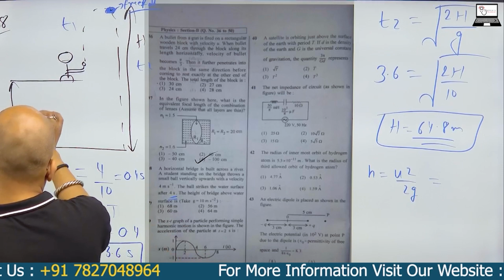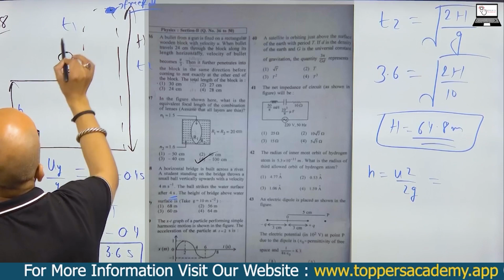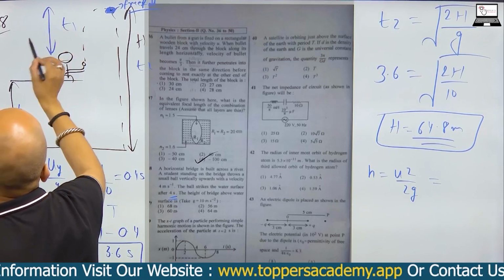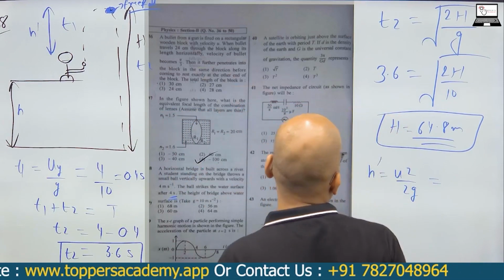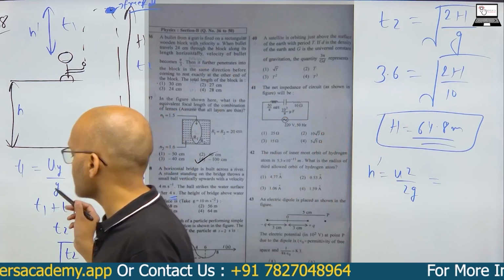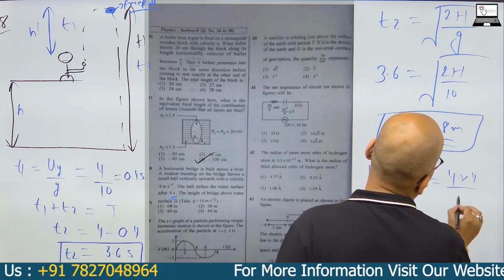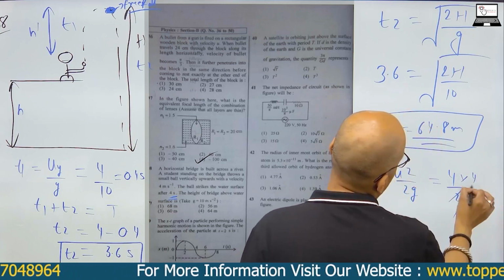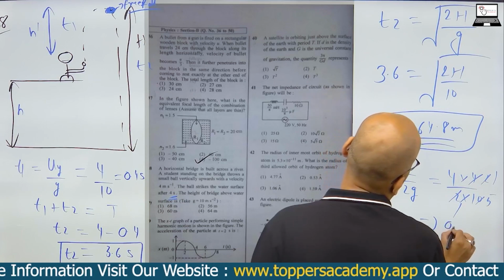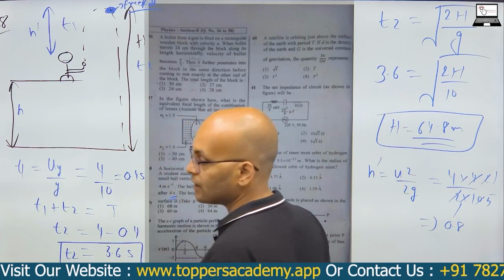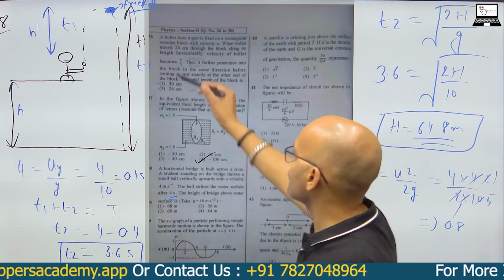They are asking us the height of the bridge. Let me call it small h. And the distance till which the body is moving, let me call it h dash. H dash will be u square upon 2g. U is given to us as 4, so 4 into 4 upon 20, which is 16 upon 20, that is 0.8.